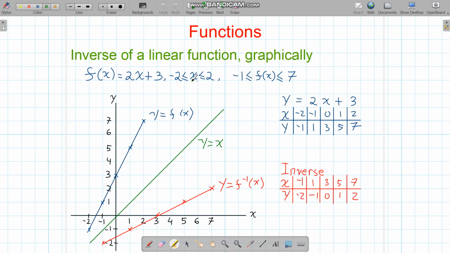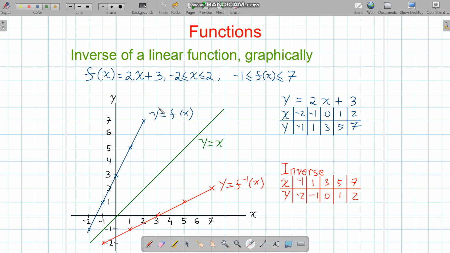Finding the inverse of a linear function graphically. For example, we have the blue function here. This is the original function. From -2 to 2, that's the domain. The range is from -1 to 7. If we plot the points, we have this set of points: (-2, -1), (-1, 1), (0, 3), and so on. So we have this straight line.